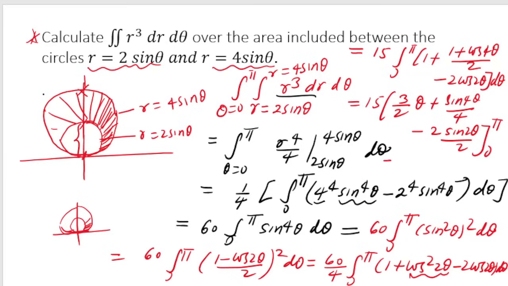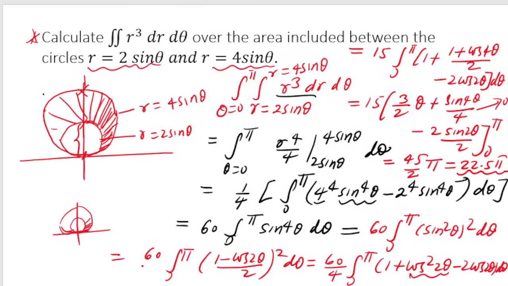So if I put limit 0 to pi, sin 4 pi is 0 and sin 0 is 0, so this term will go to 0. Sin 2 pi is 0 and sin 0 is 0, so this term will also become 0. So here I will get 15 into 3, that is 45 by 2, and then theta, pi minus 0 is equal to pi, so the correct answer is 22.5 pi. This is a very important result, you can remember it also. So the answer for this problem is 22.5 pi.